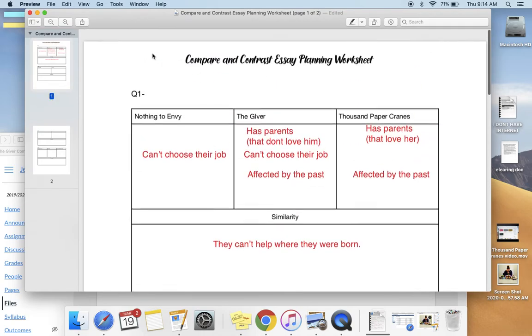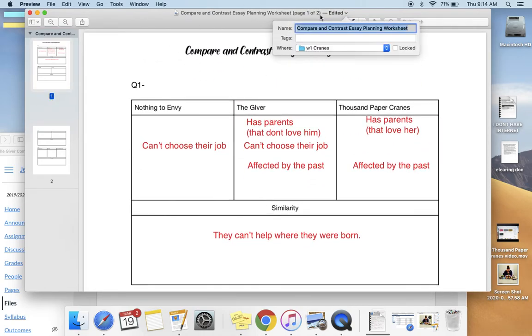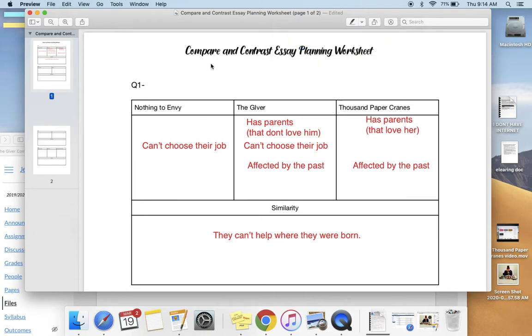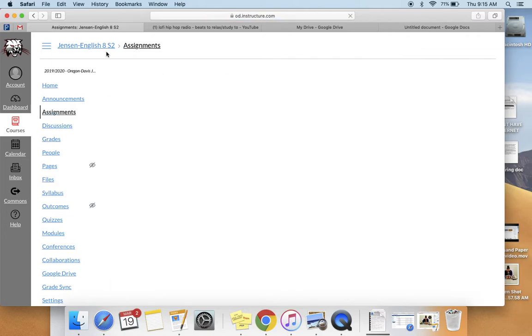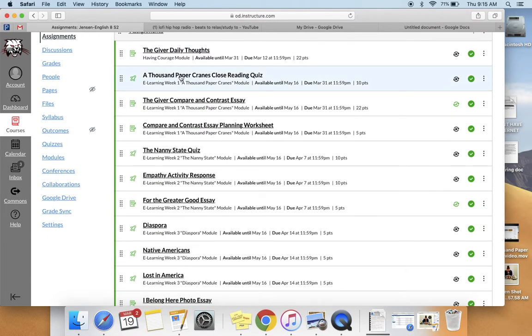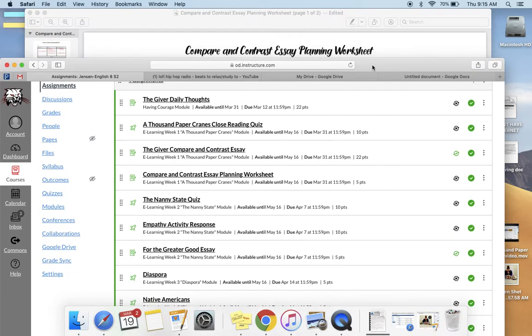Now, if I had this all done, I would either save it as my copy, or I could just take screenshots, like, and I would submit these to Canvas. You will have two things to submit if you look in assignments. Yes, this says English 8, but everything is the same. I want your essay, the Giver compare and contrast essay, and the worksheet. Do not forget to submit the worksheet, okay? Everything is due March 31st, so the last minute of the month, March. So you have about a week and a half yet still to work.